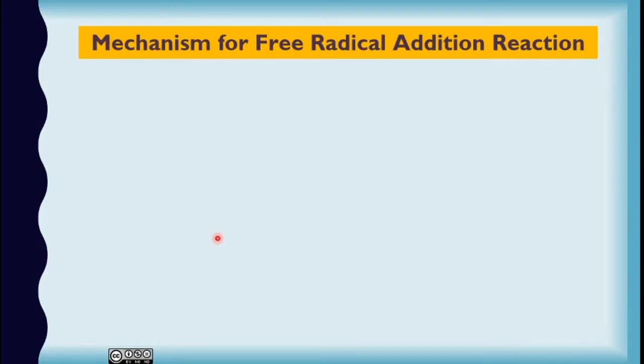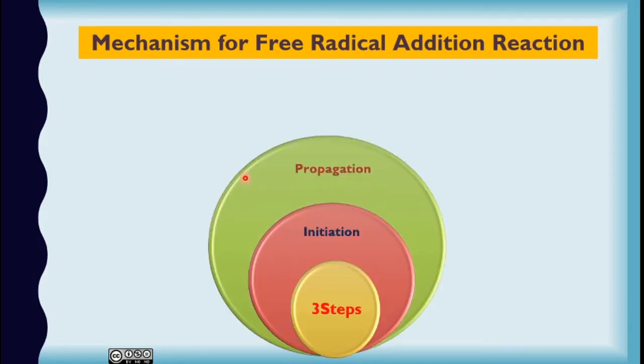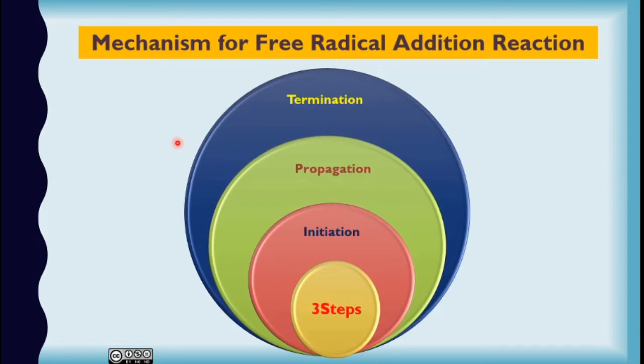To know why the proportion of an addition product in the previous case is opposite to that obtained by the Markovnikov's rule, we must know the free radical mechanism. The mechanism involves three steps. First is initiation, second step propagation, and the third step is termination.